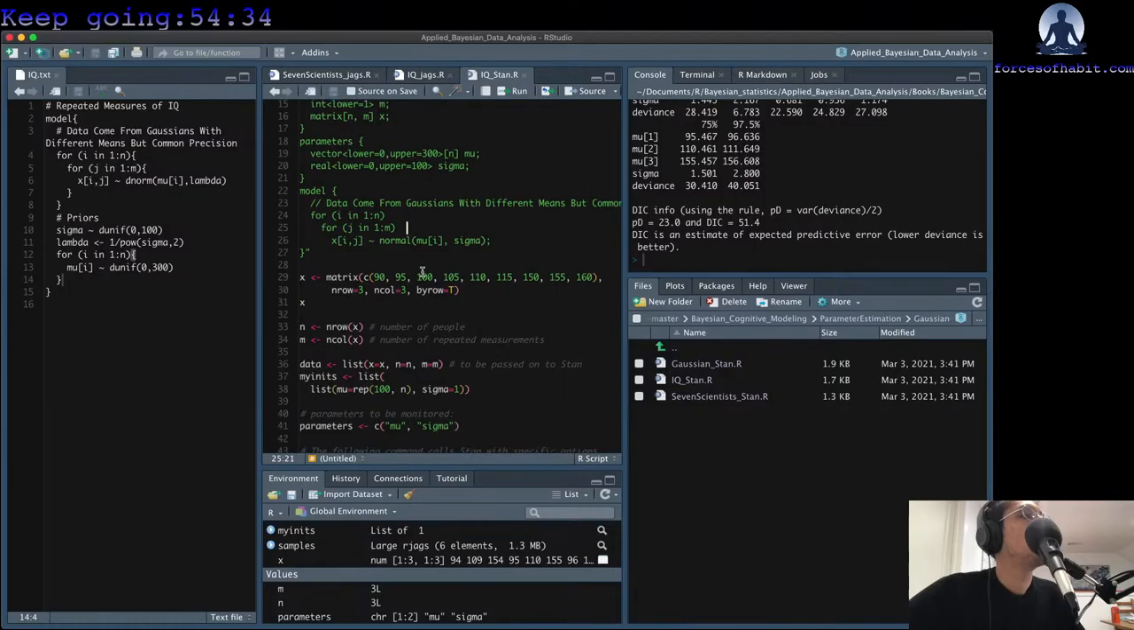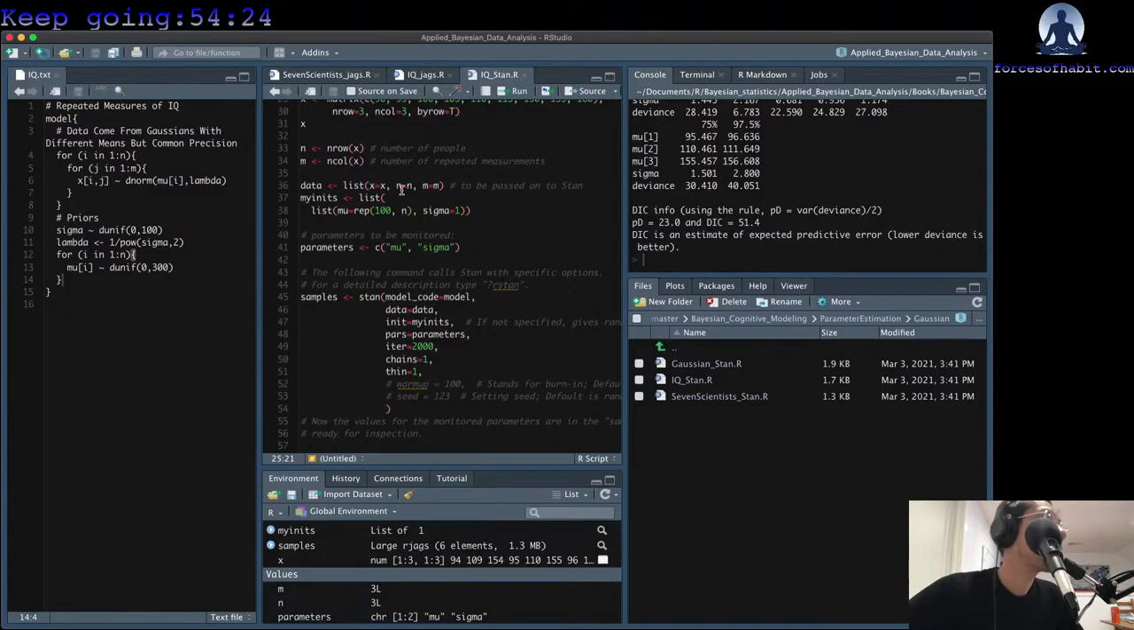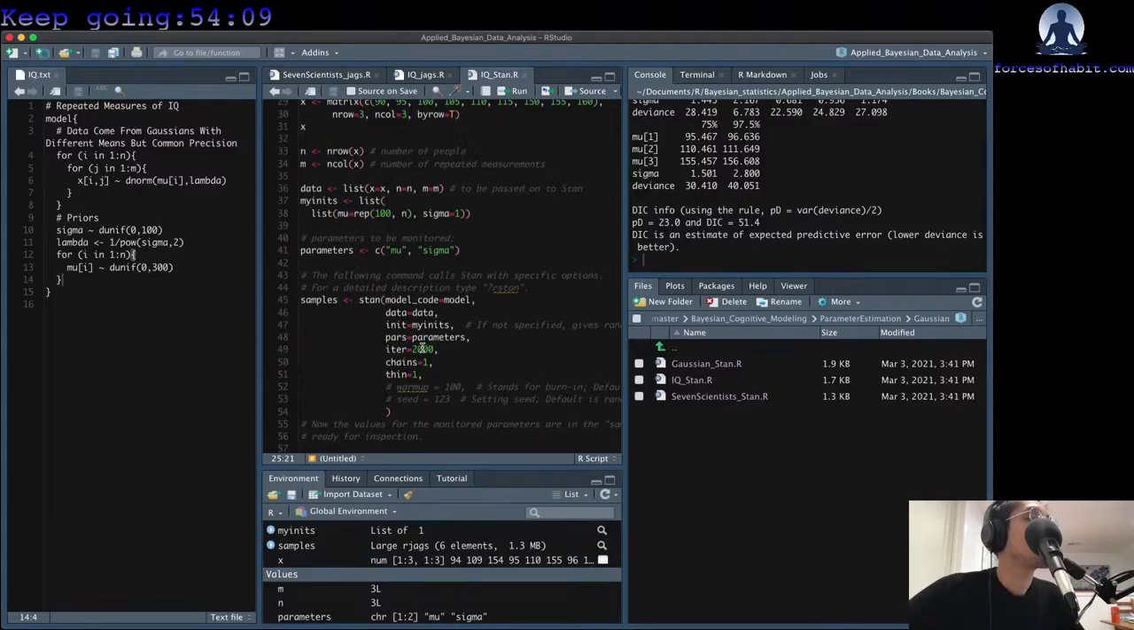We outline our data, specify the data as a list, initialize some of the starting values for our chains, choose which parameters we're interested in, and then we sample with Stan. And here's the Stan model.